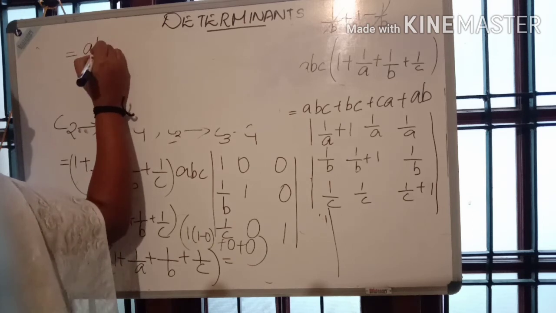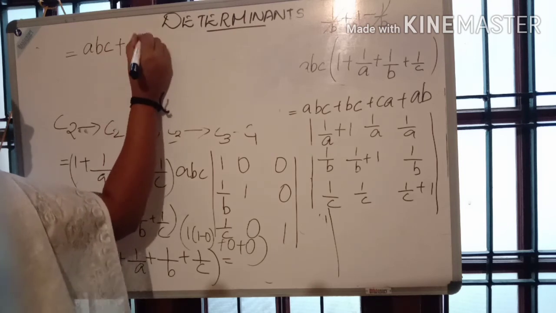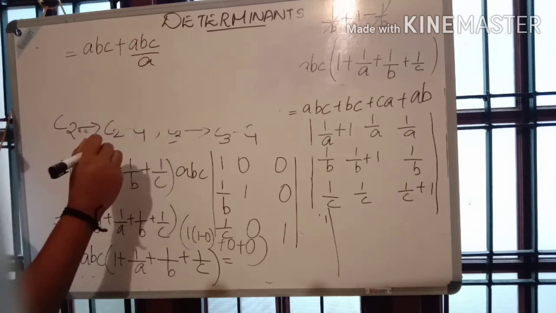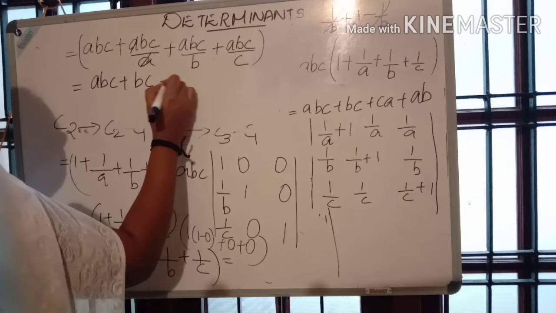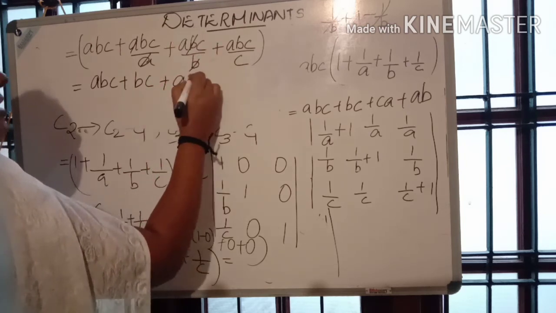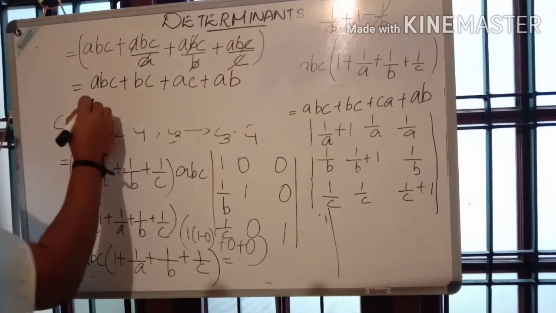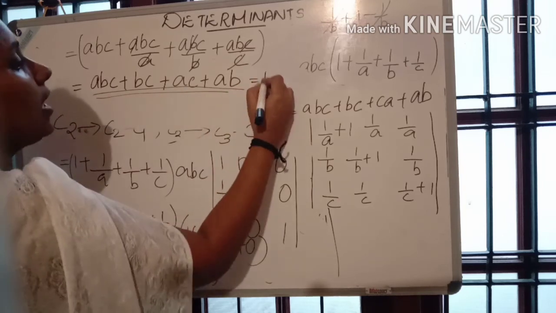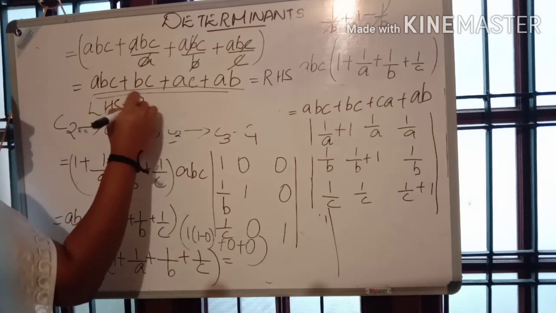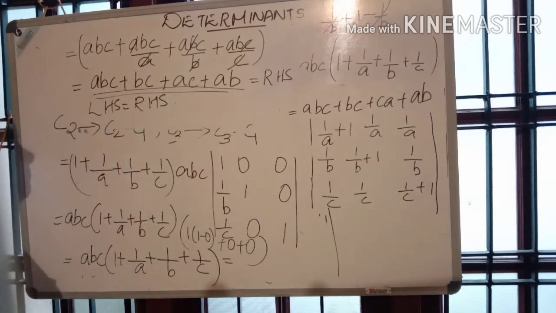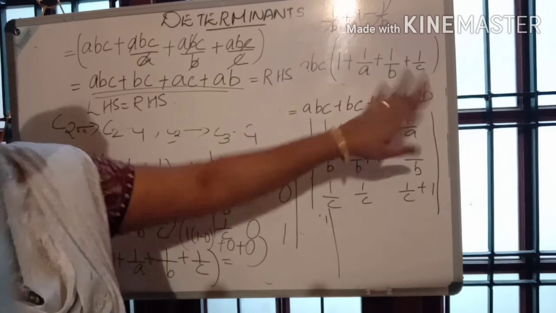So we'll get abc into 1 plus 1 by a plus 1 by b plus 1 by c. That is abc into 1, that is abc, plus abc into 1 by a, where a cancels, so we get bc, plus here b and b cancel, ac, plus here c and c cancel, ab. So hence we got the RHS of the equation. So we have verified that LHS equals RHS, hence verified. See, this is the same answer as the RHS of the equation, bc, ca, ab, right?